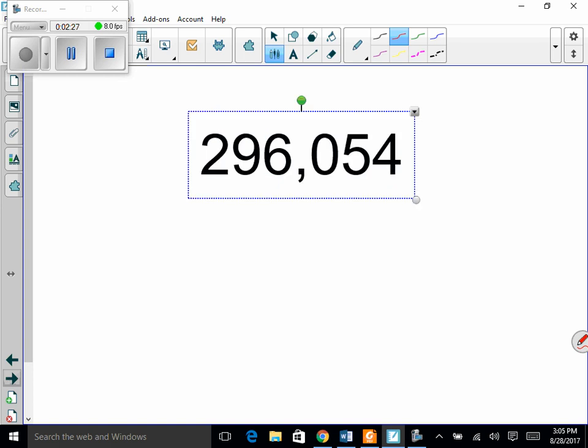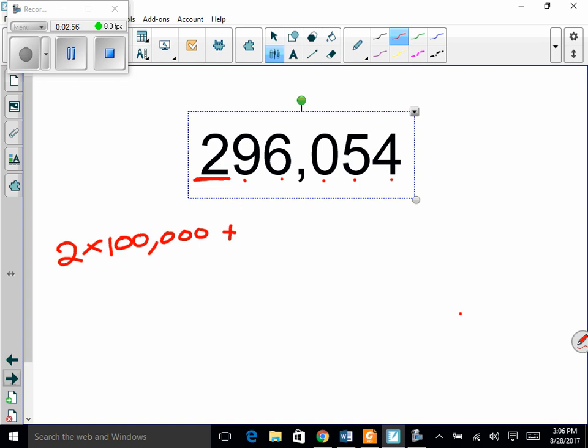So let's try a bigger one. All right, we have 296,054. Let's start off on the very left, the farthest to the left, and we have a 2. So I'm going to write a 2, and then I'm going to multiply it by the place value. If you don't know it, it is the ones, tens, hundreds, thousands, 10,000s, and then the 100,000s. So 2 times 100,000 equals 200,000.